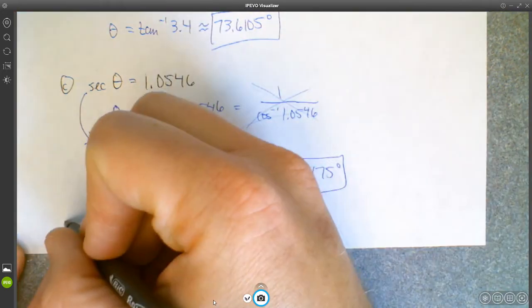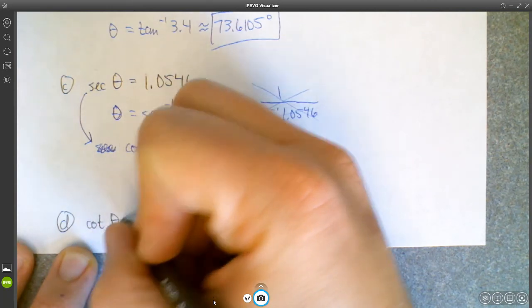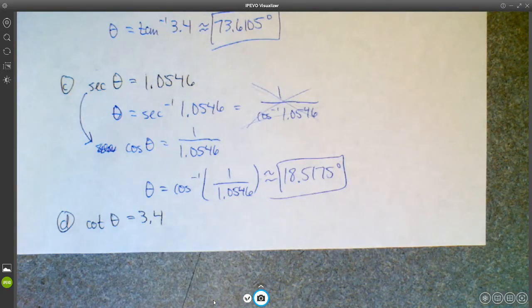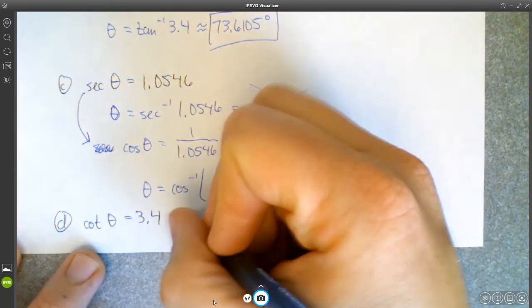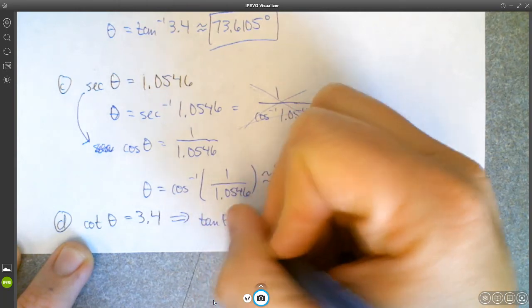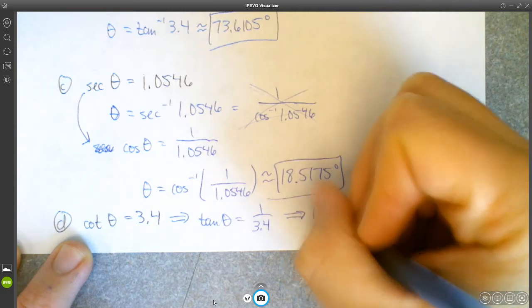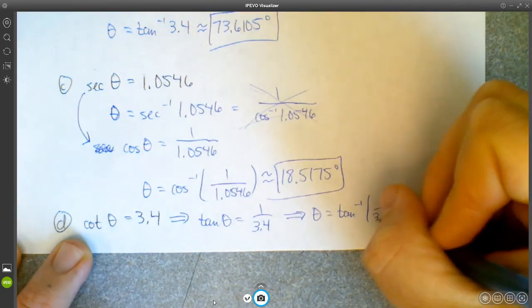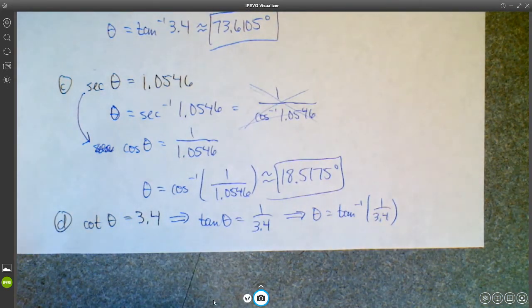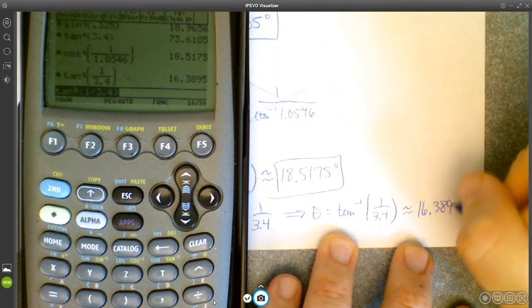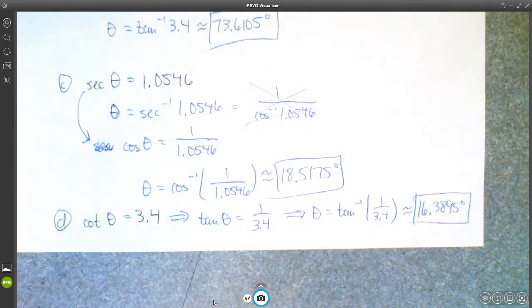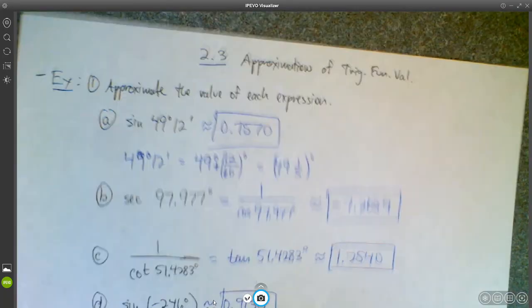I'll give you one more kind of like that for you to try out on your own. So try out cotangent theta equals 3.4. You did tangent theta equals 3.4 a second ago. See if you can do cotangent theta equals 3.4. Okay, so here's the trick. You're going to say if cotangent theta is 3.4, then tangent theta is 1 over 3.4, and therefore theta is tangent inverse of 1 over 3.4. About 16.3895 degrees. So that's that. Let's do another kind of problem.